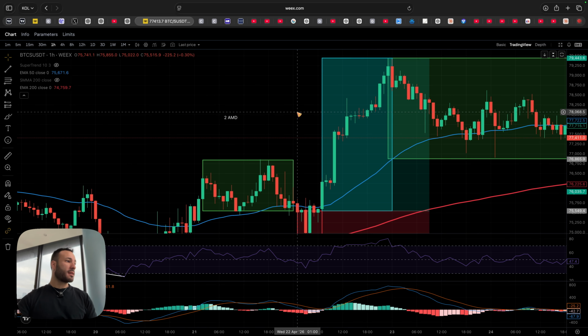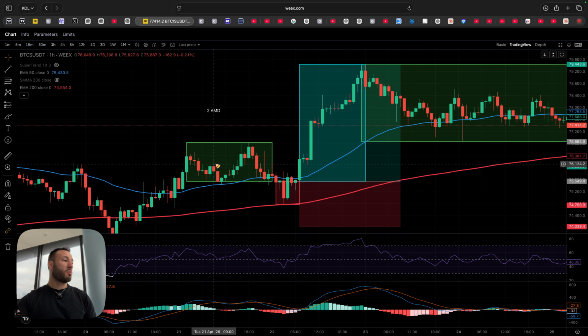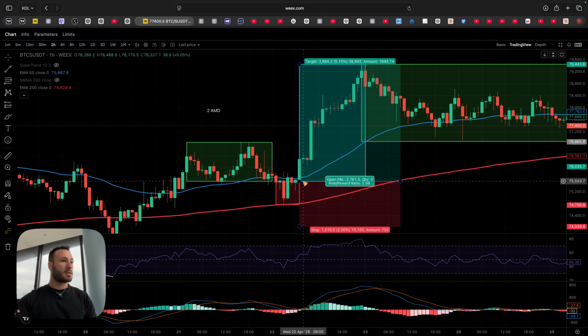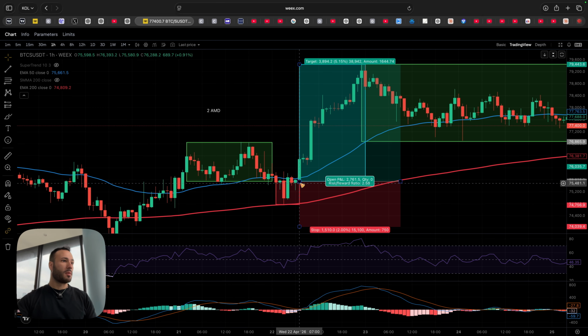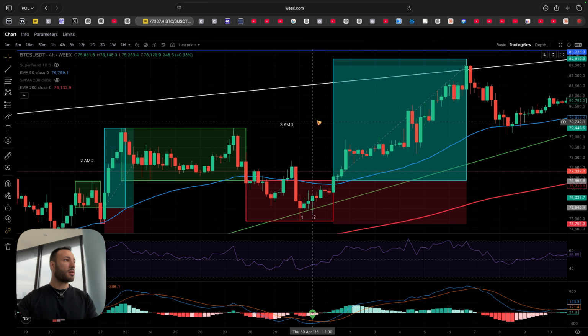Now let's look at other examples to confirm our thesis. Here's the exact same pattern repeating again. Accumulation, manipulation, and then distribution higher. Same liquidity sweep, same failed breakdown, same support reclaim, same bullish displacement. And once again, momentum expands aggressively upwards. Now here is our second example, and we see that this setup works through all time frames.